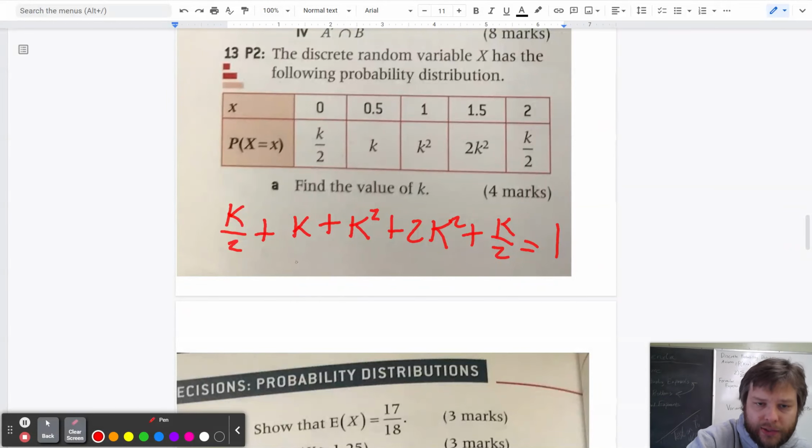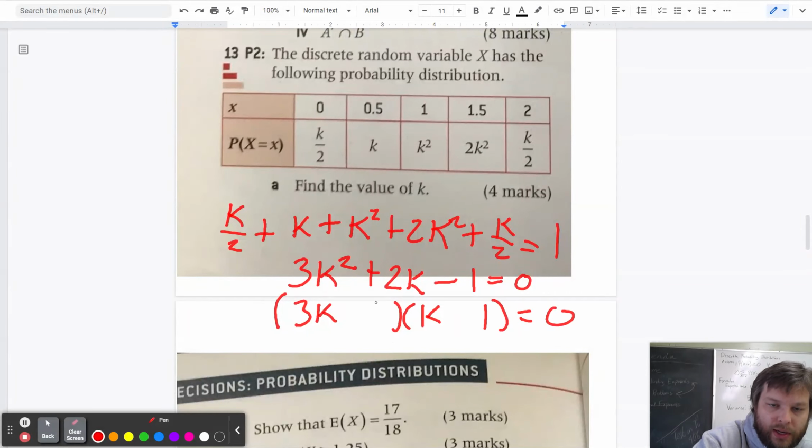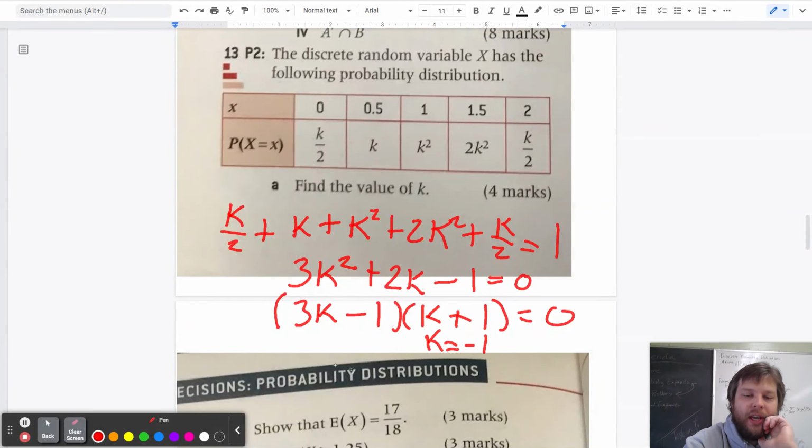So gathering like terms, I can see we have 3k squared, 2k, and then I'll bring the 1 over to equal 0. Factor it like a quadratic, or I guess you could use the quadratic formula if that makes you happy. I know it's got to be 1 and 1 to multiply to be 1, and then I just need to make the plus and minus work out. So there's a plus, and there's a minus, and then everything works out. So I get 2 possible solutions for k.